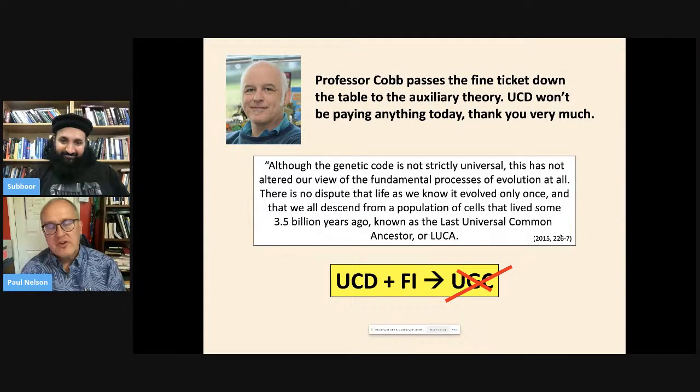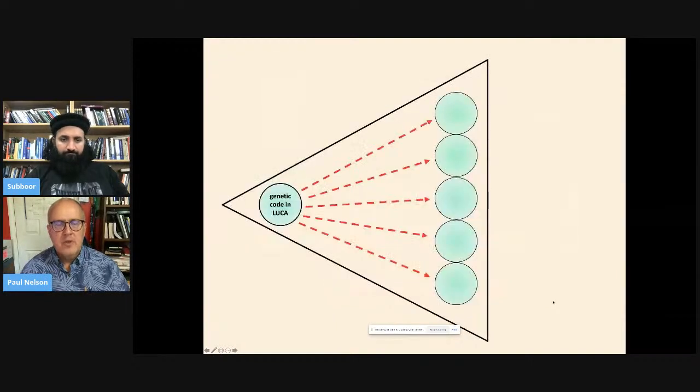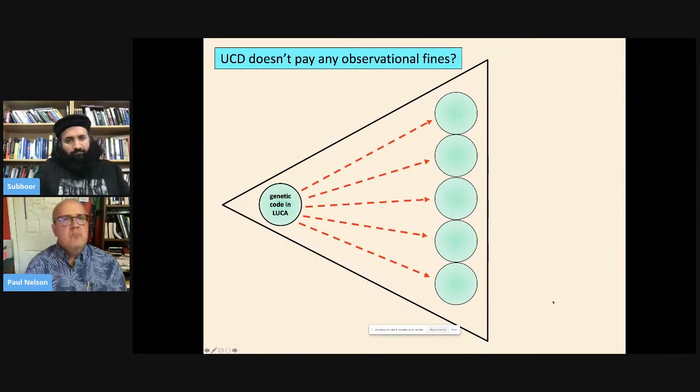Although the genetic code is not strictly universal, this has not altered our view of the fundamental processes of evolution at all. There is no dispute that life as we know it evolved only once and that we all descend from a population of cells some 3.5 billion years ago, known as LUCA. So what's happening here logically? Well, functional invariance goes out the window, and universal common descent is protected from observational challenge. All right, you can do that. UCD is not going to pay any fines.